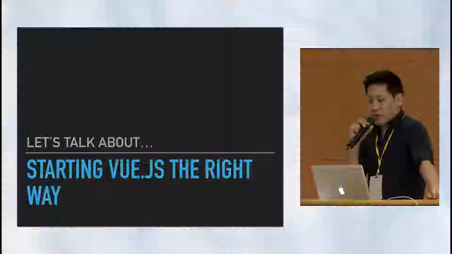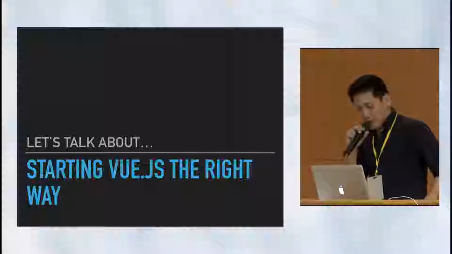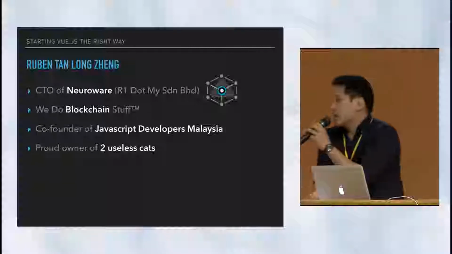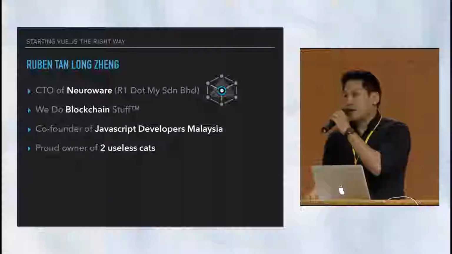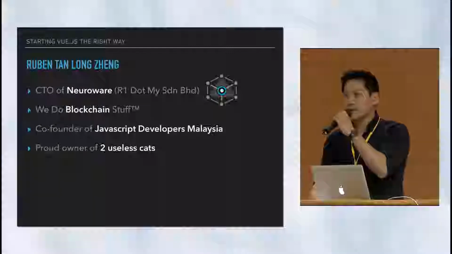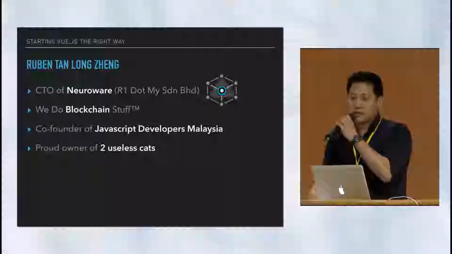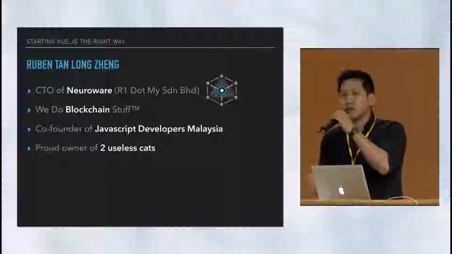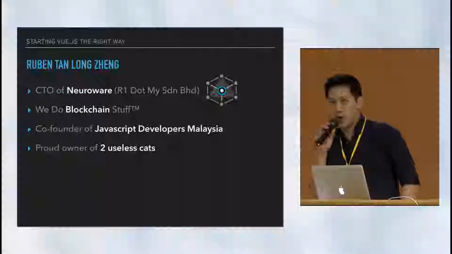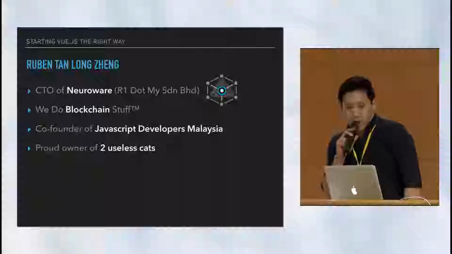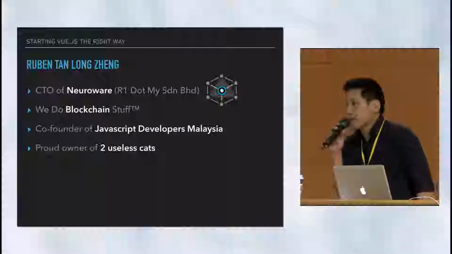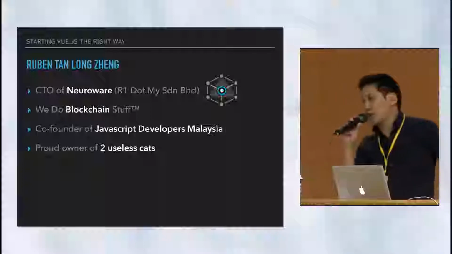We're going to talk about Vue.js the right way today. But before we go on, just a bit about myself. My name is Ruben. I come from Malaysia. This is my third time in JSDC. And in Malaysia, I am the CTO of Neuroware. We do things that are related to blockchain. I am also the co-founder of JavaScript Developers of Malaysia, and I have two cats of my own.